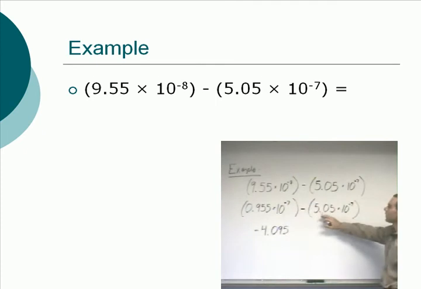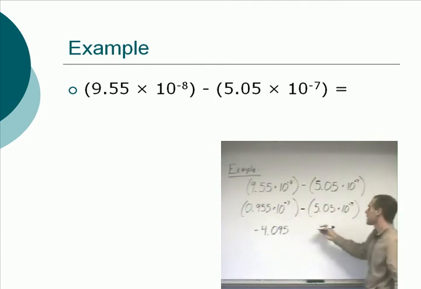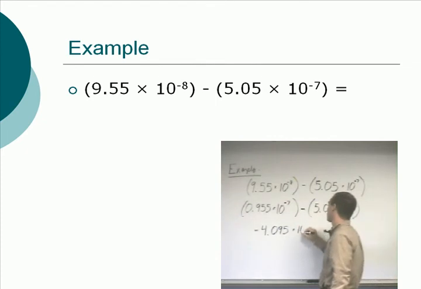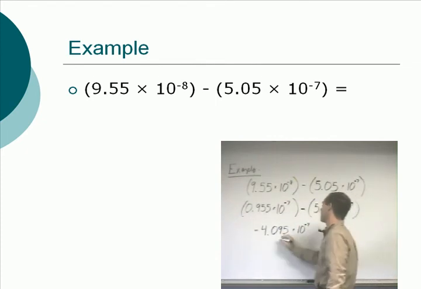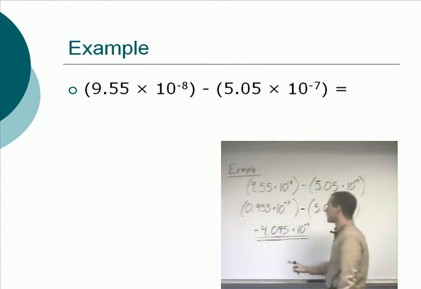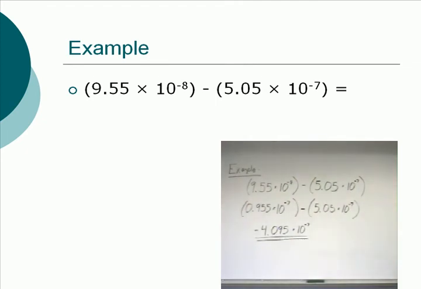Better be a negative number. 0.9 something minus 5 point something. That's got to be negative. And then our power of 10 is negative 7. And we're done. The absolute value of the coefficient is between 1 and 10, and so we can leave it just the way it is.